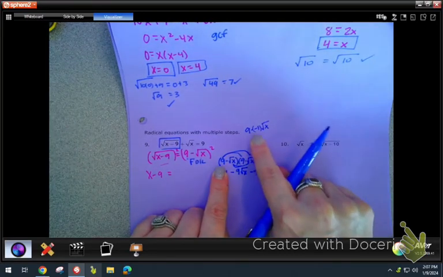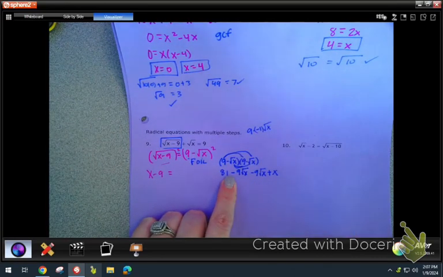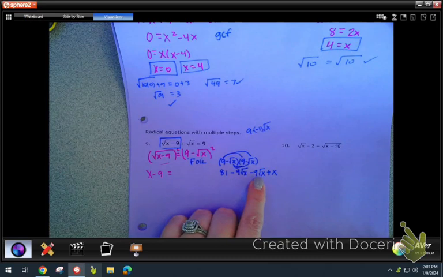And so that's where I got the negative 9 in front, because 9 times negative 1 is negative 9. And then I just have square root x, because I can't do anything with that. Right, and then you do the next one. The next one will be the same.